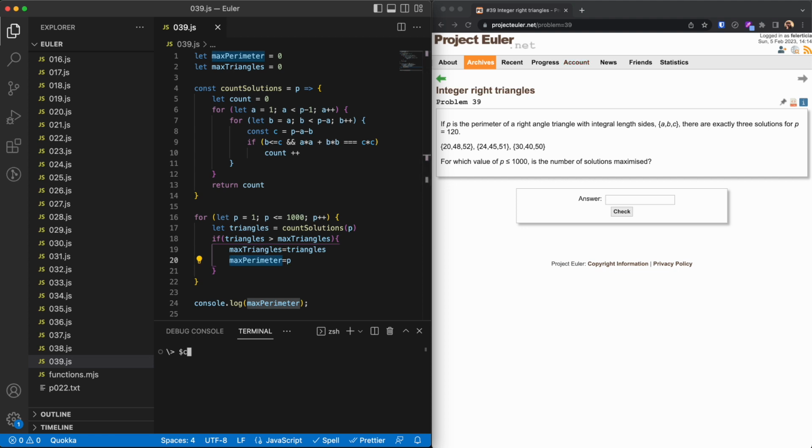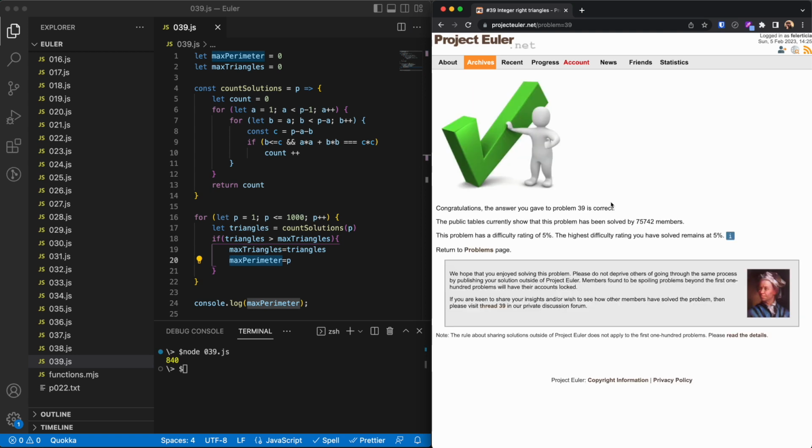So let's go and see if this is working fine or not. Yes, this is the correct answer.